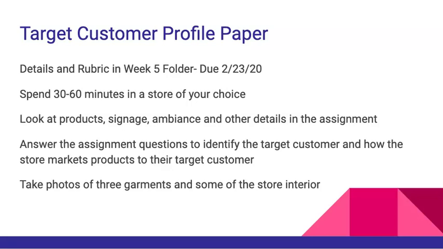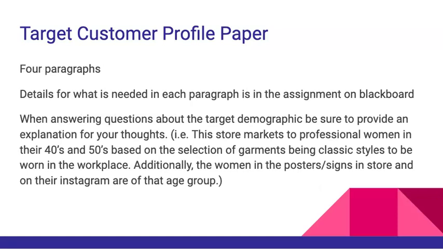And then you're going to answer the assignment questions, specifically 4 paragraphs about things that I'd like to know about the store you visit and the target customer and how the store markets their products to that target audience. You'll take some photos, 3 of different garments and some of interiors of the store. So all the details for what goes into each paragraph is on the outline in Blackboard in the week 5 folder. When you're answering the questions, please make sure to provide an explanation for your thoughts.